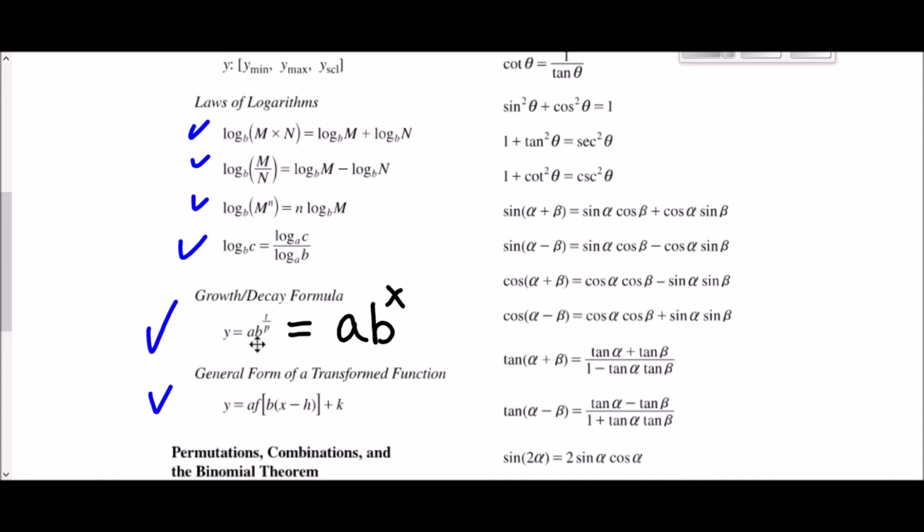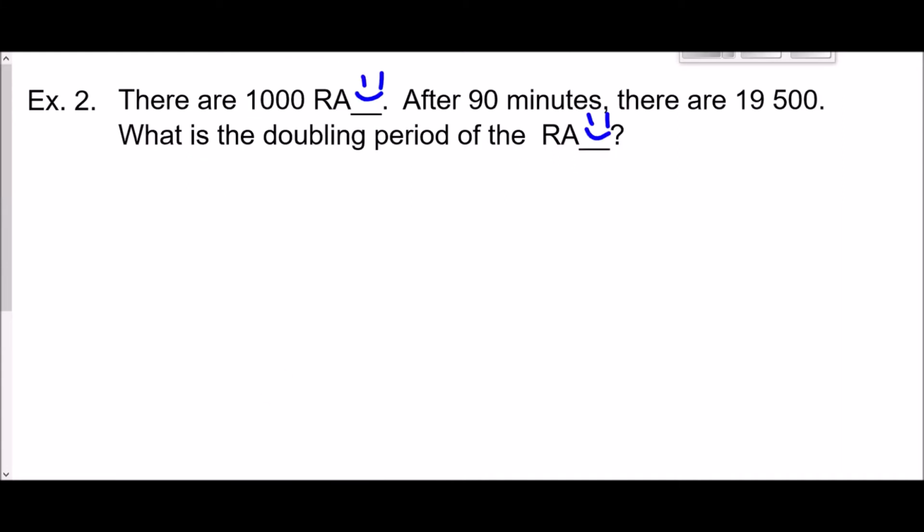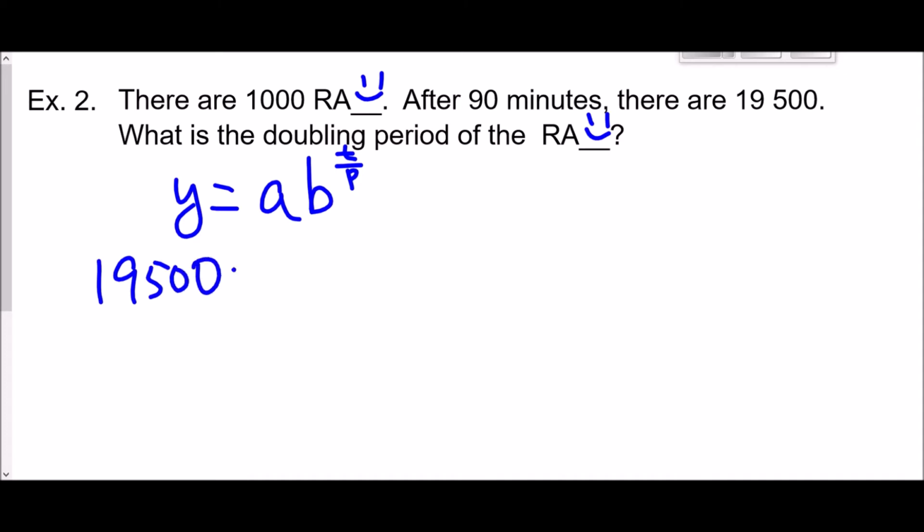So let's do this. First thing, Y equals A times B raised to the power of T over P. This is the last thing we did for the exponential function for the first half of this unit. So Y is the final amount. That's why here, if you look at this, 19,500 equals A, the initial amount, which is 1,000.